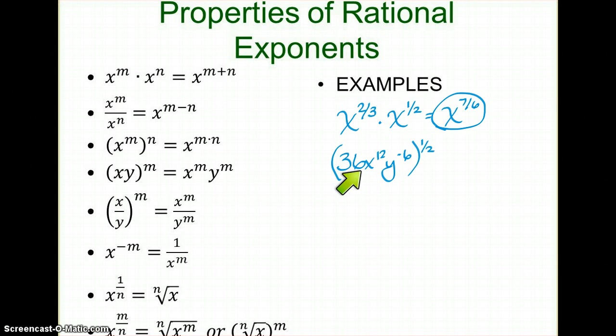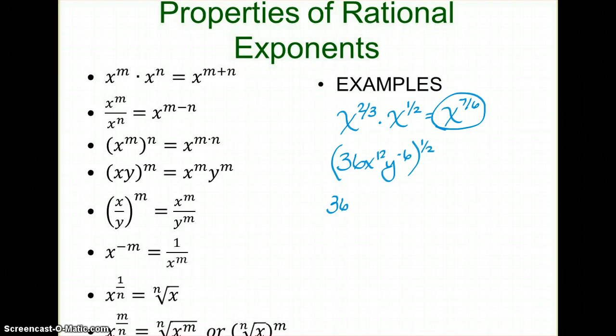I've got a 36, I've got an x to the 12th, and I've got a y to the negative 6. So anytime you have a product inside your parentheses with an exponent to the outside, you're going to simply take that exponent and apply it to each part of your product. Now I happen to have 3 parts to my product, so I'm going to end up with this.